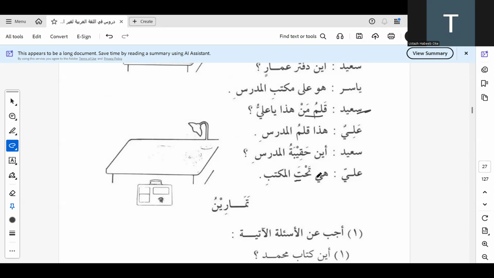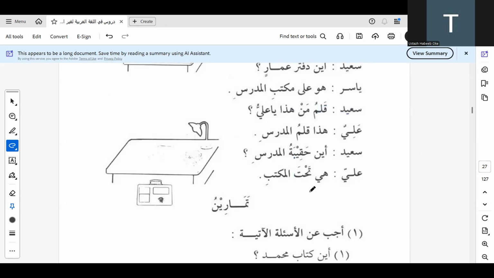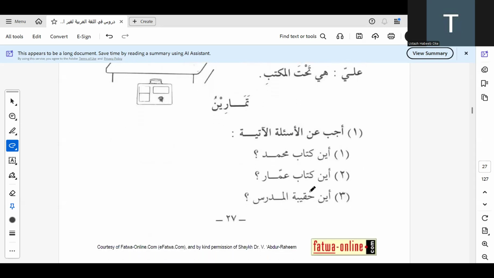Now تحت is a noun, I mean it is talking about ظرف المكان rather. So it is forming an إضافة relationship between تحت and المكتب. So تحت المكتب is under the table. Okay, بارك الله فينا. Now we have tamarin, exercises to do.